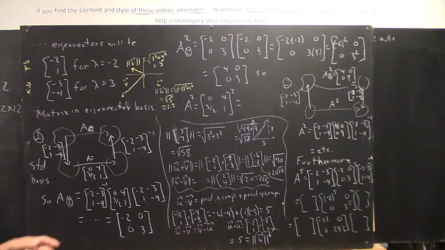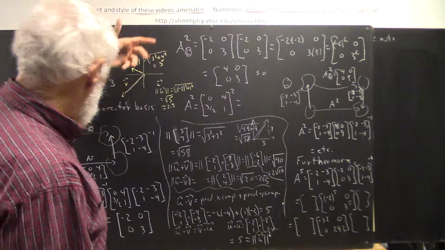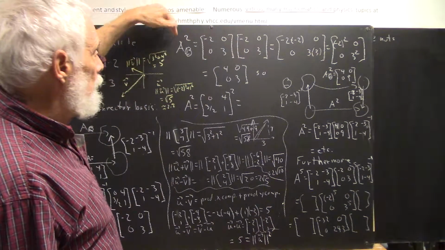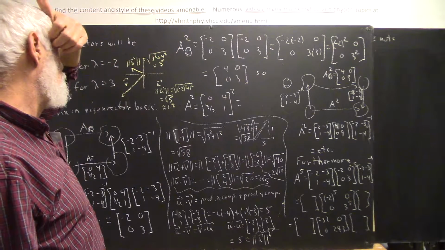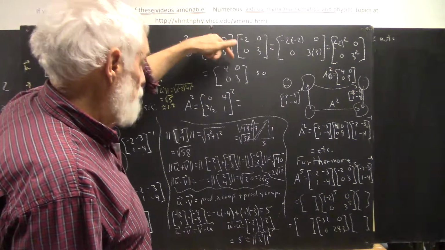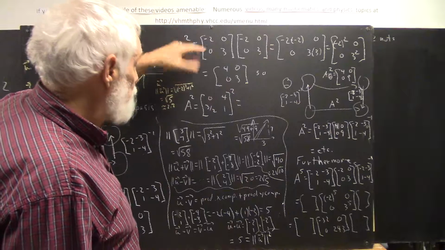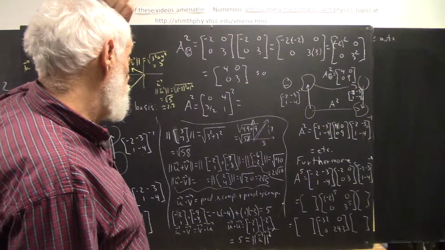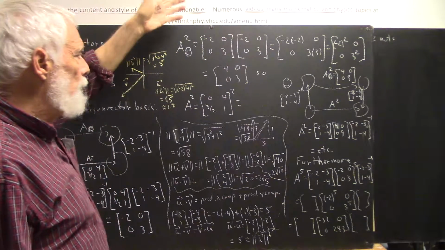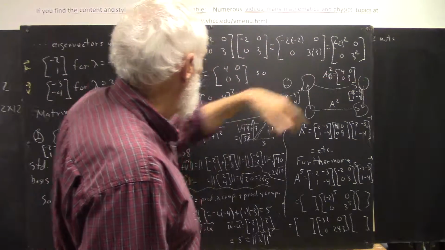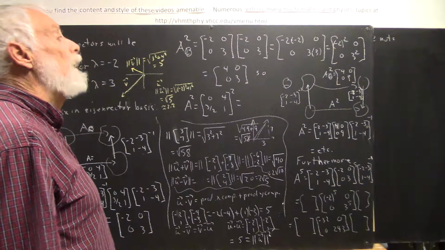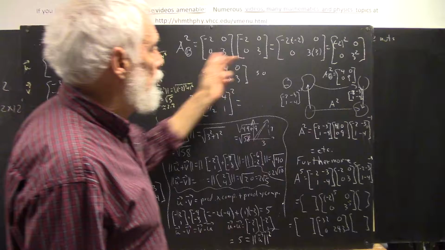So if we want to find the square of the A matrix, the way we do that is we first diagonalize it and we find the square of the matrix in the eigenvector basis. And since the matrix in the eigenvector basis is diagonal, all we've got to do is take the power of the diagonal elements. And I worked that out in detail.